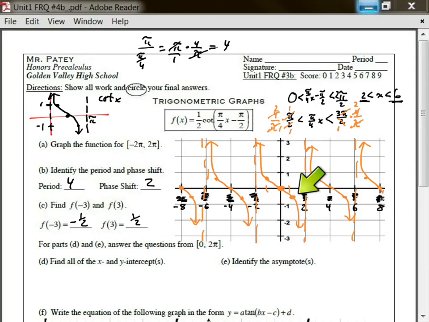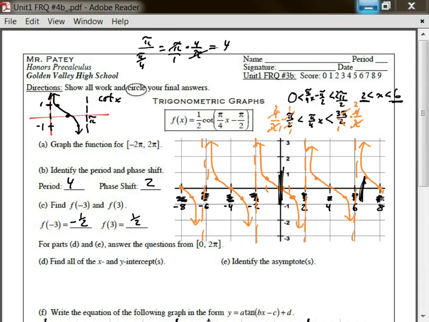Wait, where's 2 pi on this? Oh crap, there's no 2 pi. What is 2 pi approximately? 6.28. Okay, so it'd be right about here. So we just go from this part to about this part.